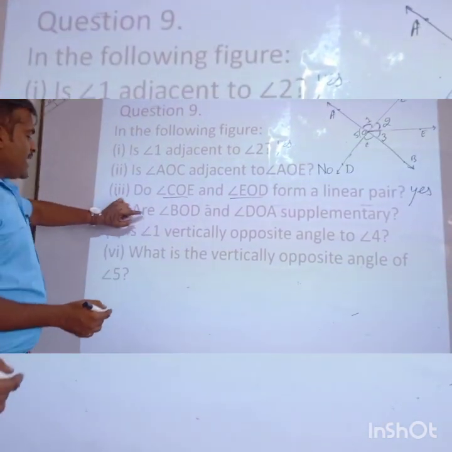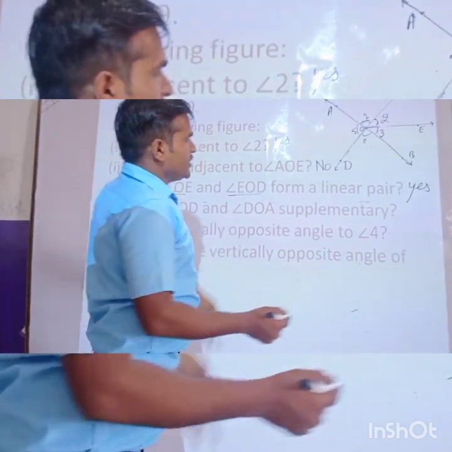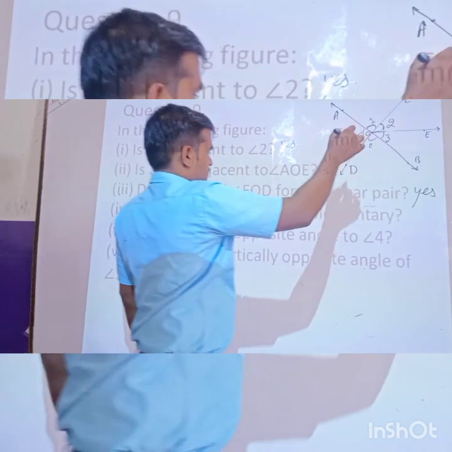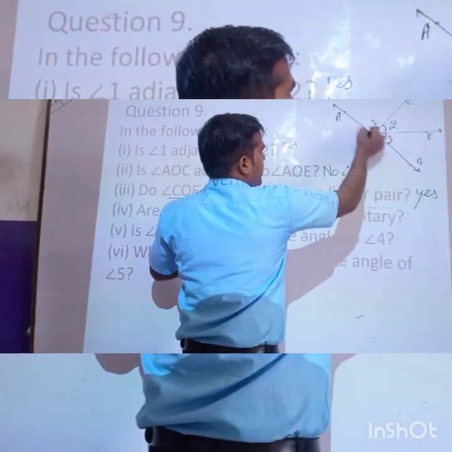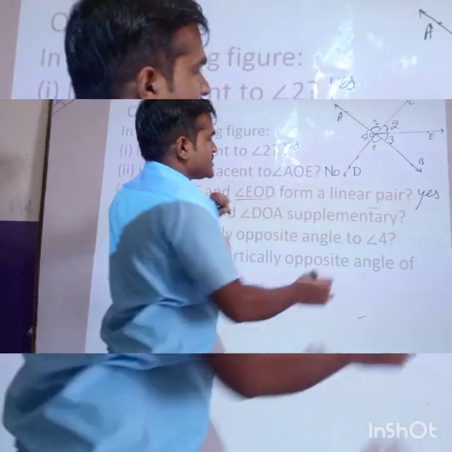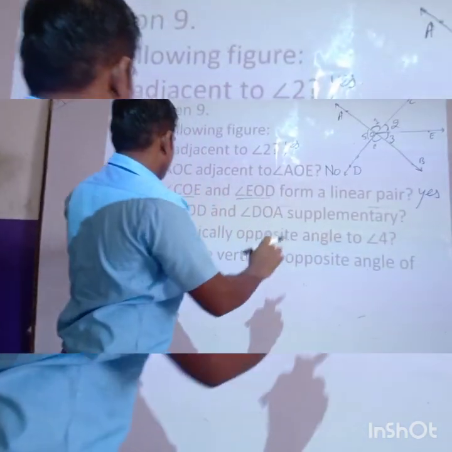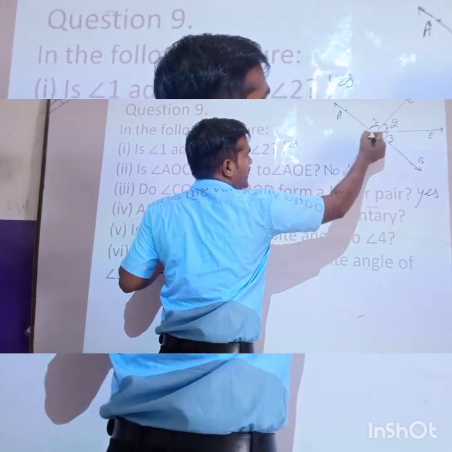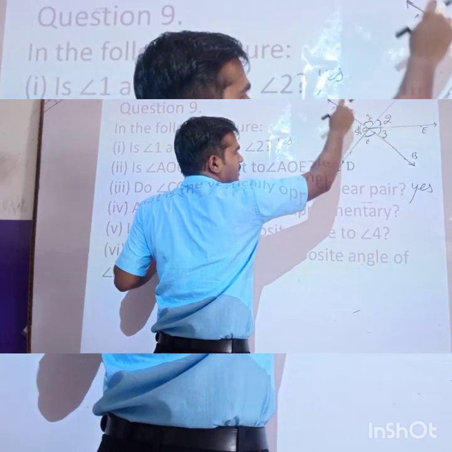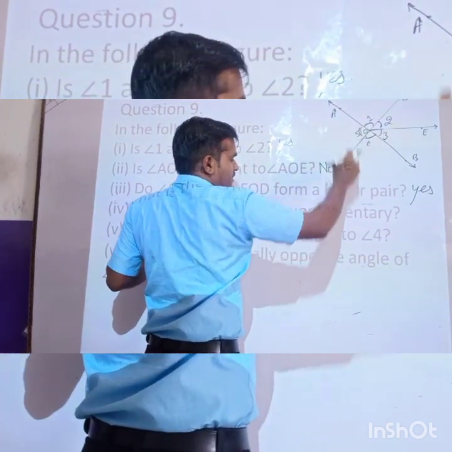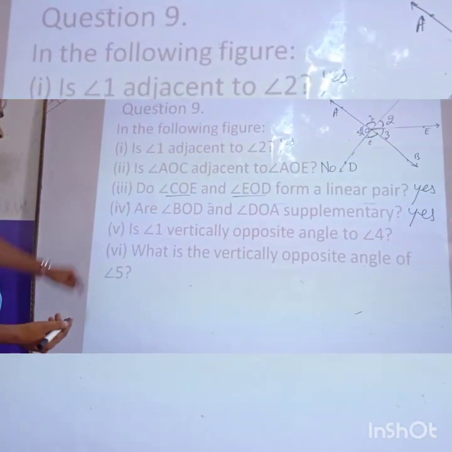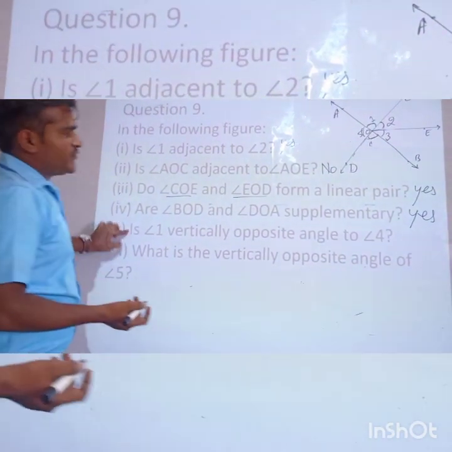Now, are angle BOD and angle BOA supplementary? Yes. Angle BOD and DOA make a straight line, as well as being adjacent angles. That's why they are supplementary.